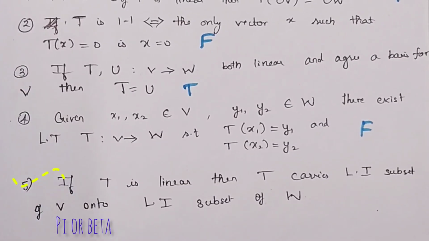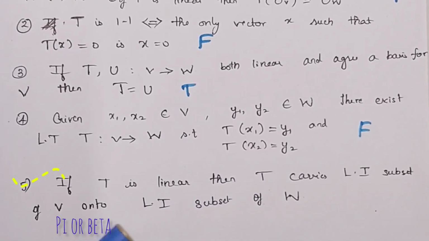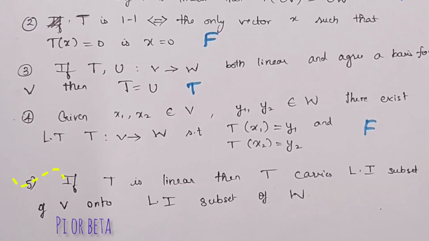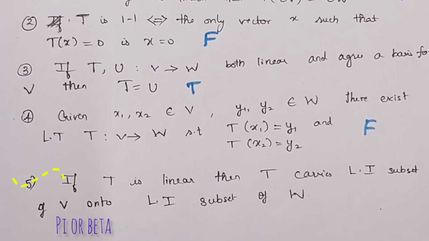Question: if T is linear, then T carries a linearly independent subset of V onto a linearly independent subset of W. Mostly we will think that since it is linear, it will be satisfied, but we can take up the null space. The null space carries all the vectors from V to 0, but 0 is obviously not linearly independent. In that way, this is a false statement.